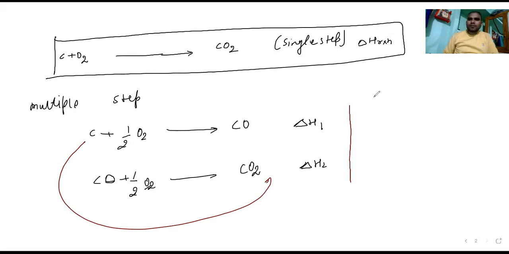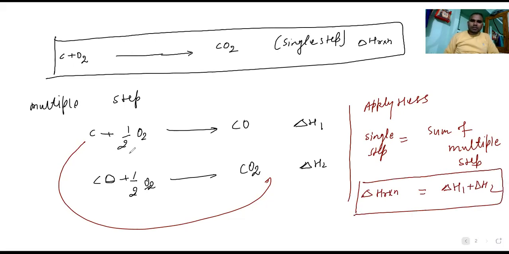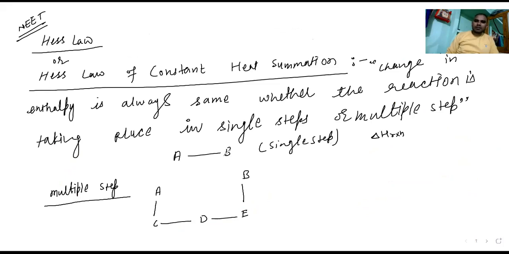Okay, good. So apply Hess law. They are saying that the single step is equal to the sum of multiple steps. It means delta H of reaction is equal to delta H1 plus delta H2. Getting my point? Okay, so again, come back to the first page. Suppose this is the enthalpy of reaction for A to B directly in a single step, and this is the multiple step.